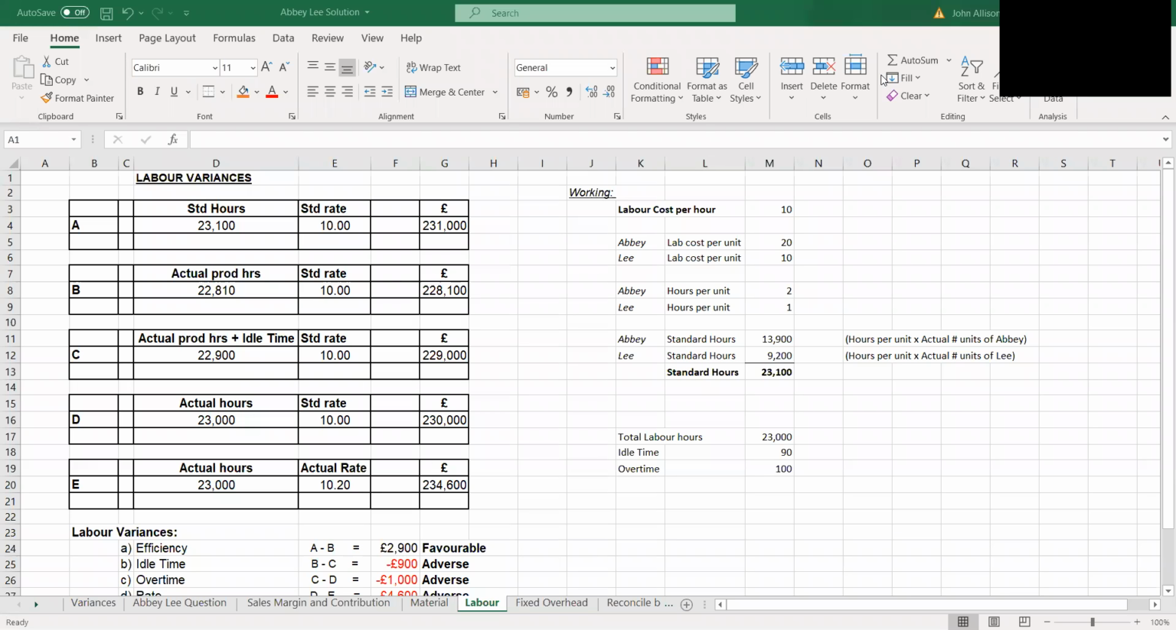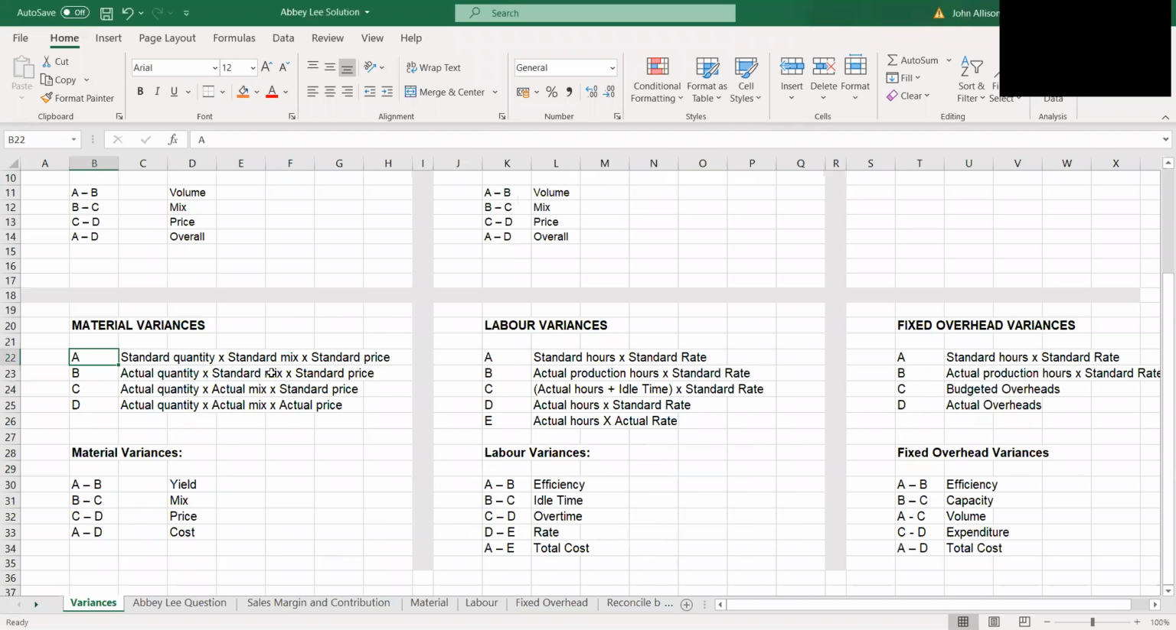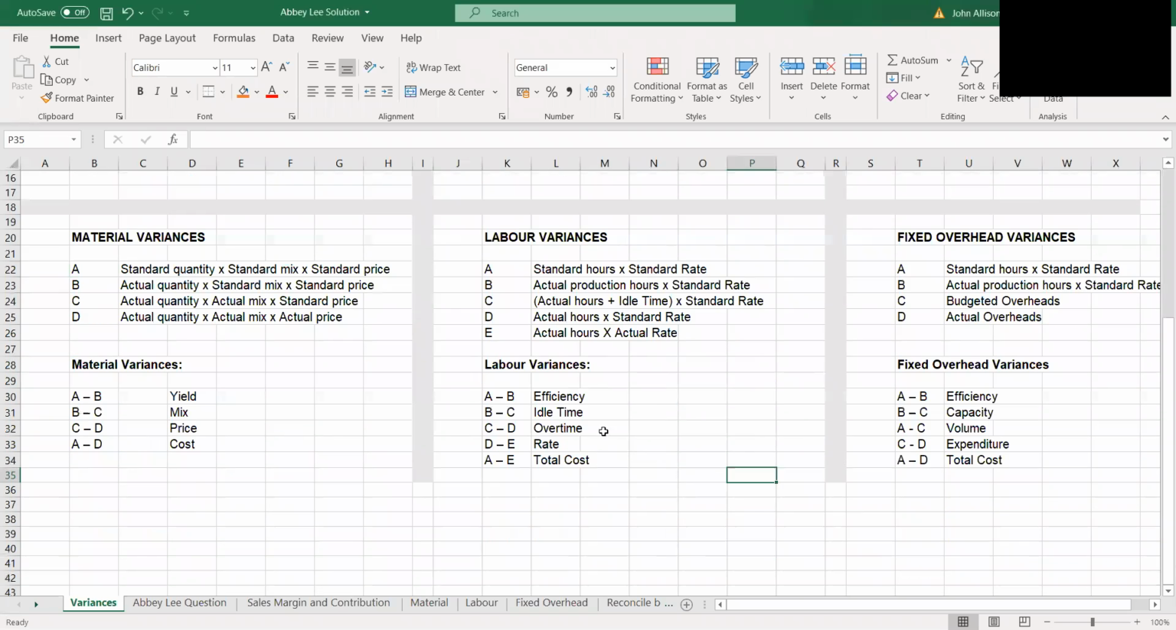Okay, hi there. So this time we're going to look at the labour variances. The next set of variances we'll look at are labour variances. We can see here there are these labour variances to calculate: efficiency, idle time, overtime and rate variance.